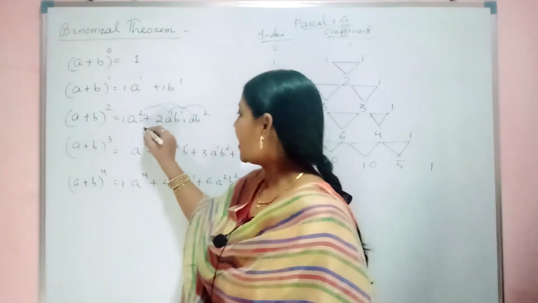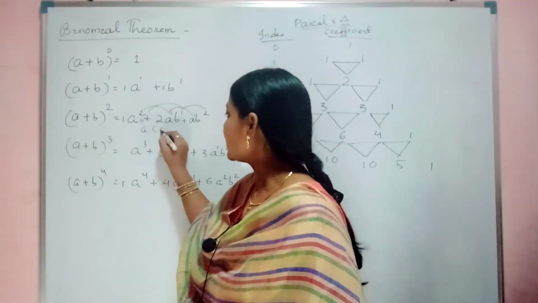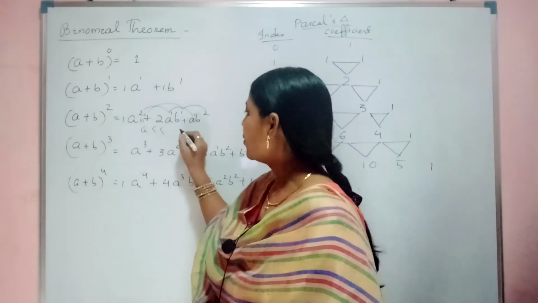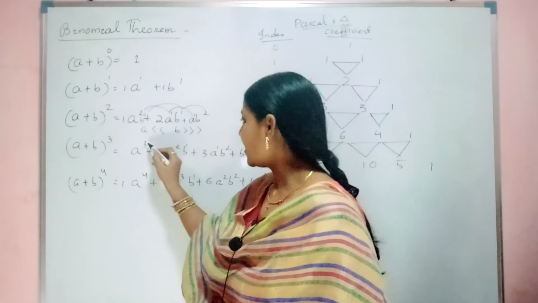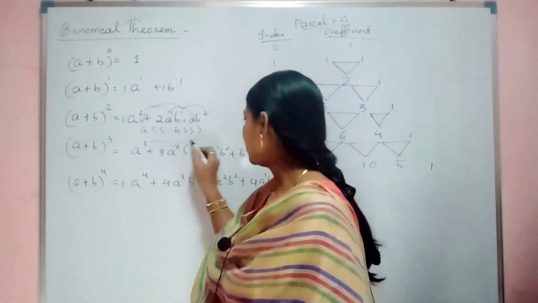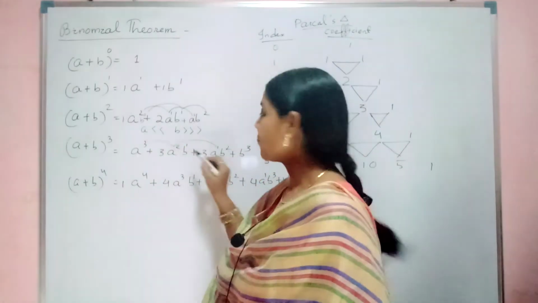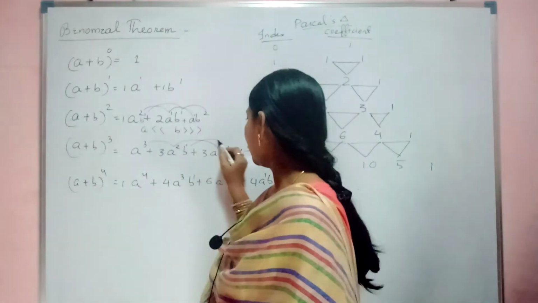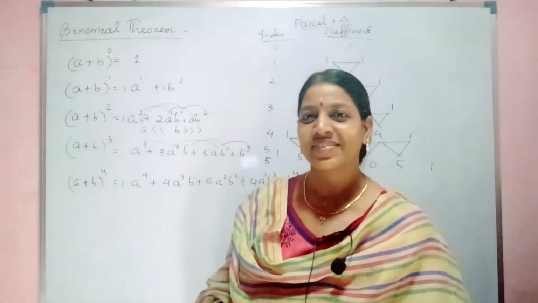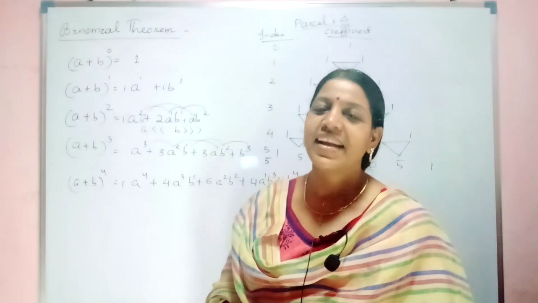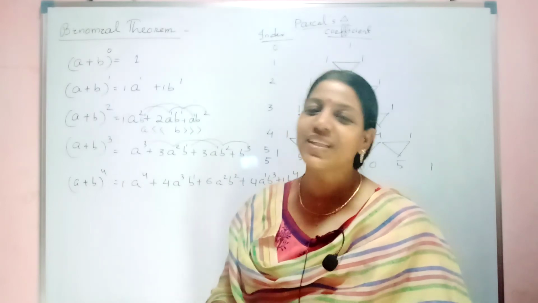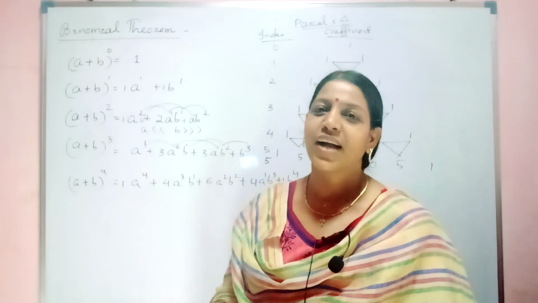Yes or no? For a, you are finding the power is decreasing, 2 to 1 to 0. For b, the power is increasing. Similarly, you see here a to the power 3 to 2 to 1, and now 0. Similarly, now it is b from 1 to 2 to 3. This observation makes us write the direct expansion, along with the rule of combination.